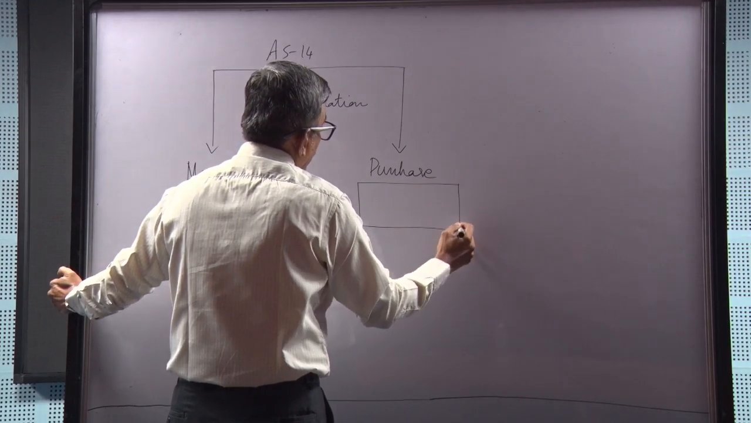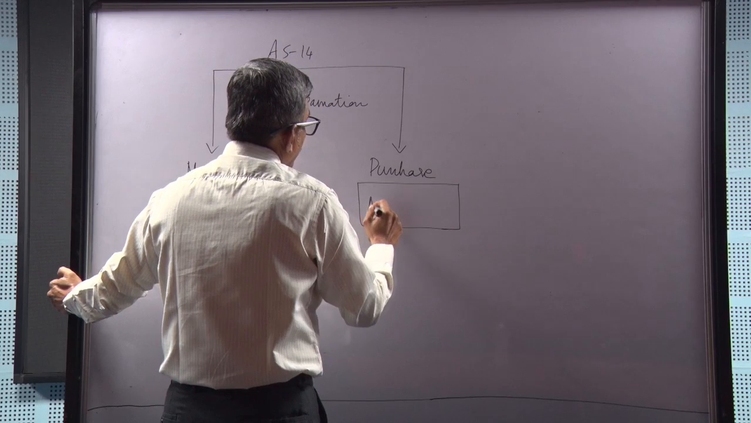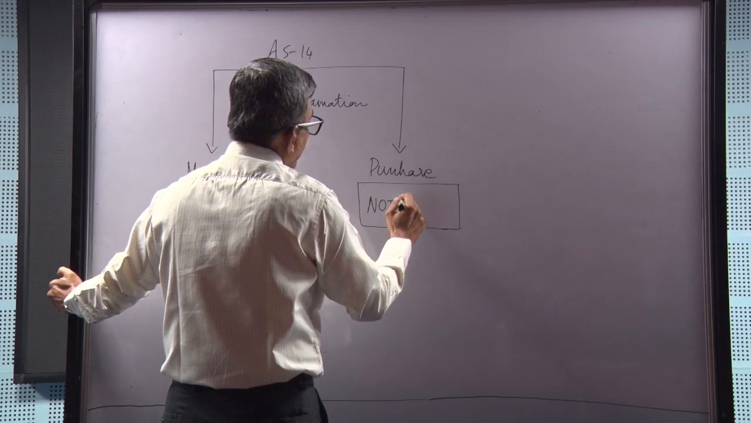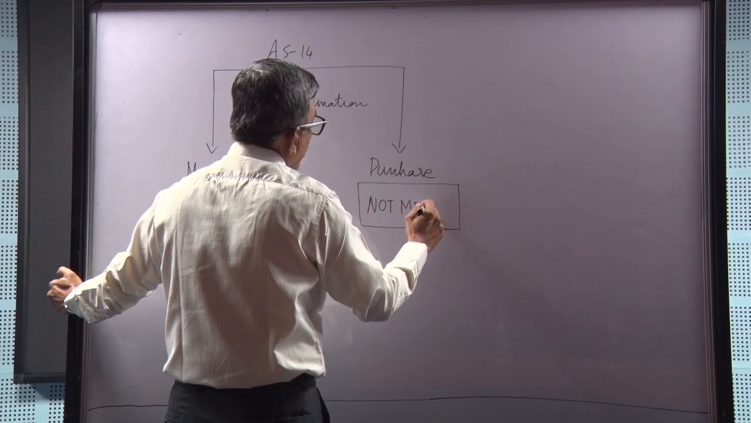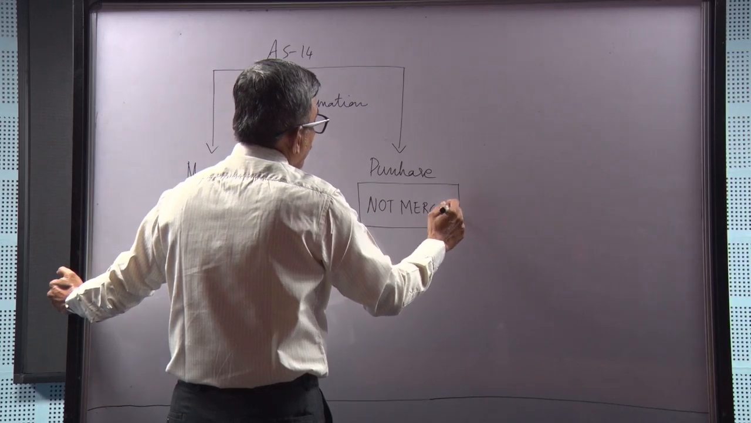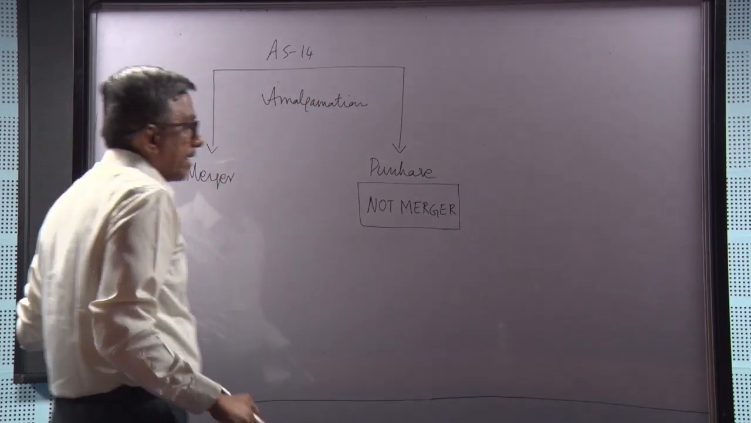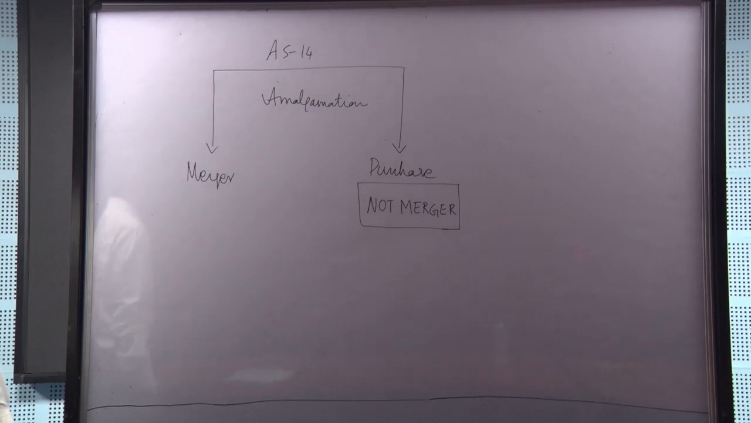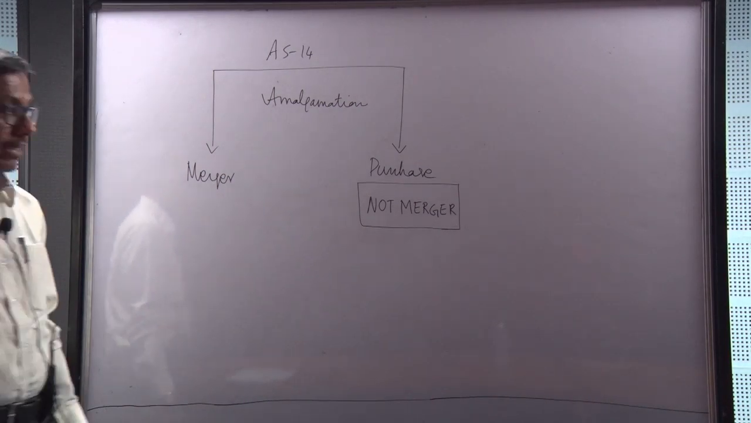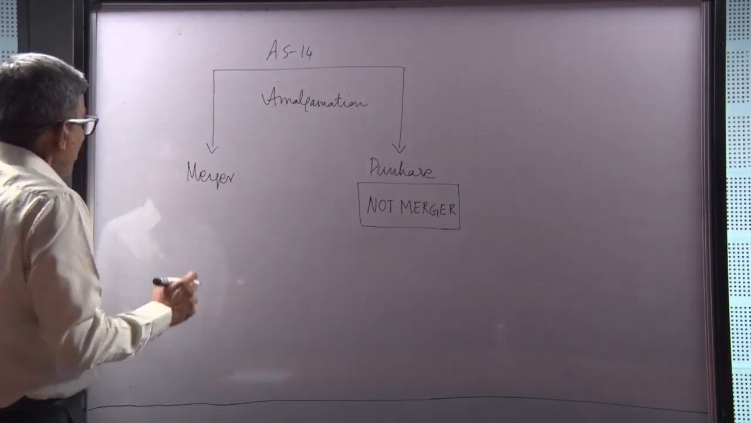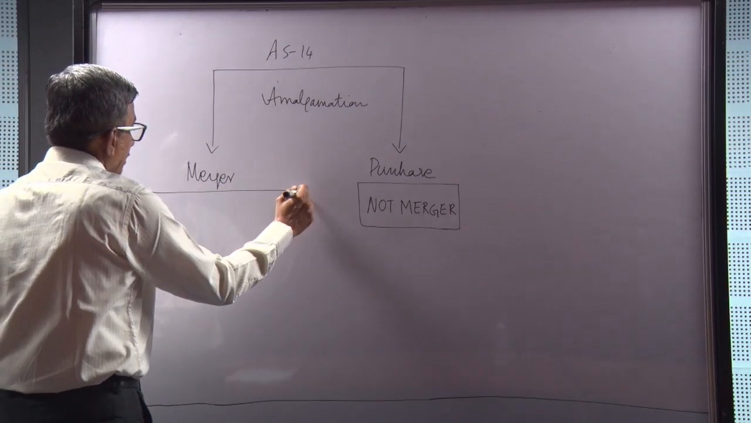What is amalgamation in the nature of purchase? Very simple idea. If an amalgamation is not in the nature of merger, it is to be regarded as amalgamation in the nature of purchase. That means when should the amalgamation be regarded as a merger?